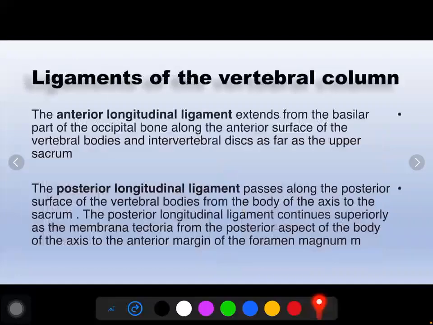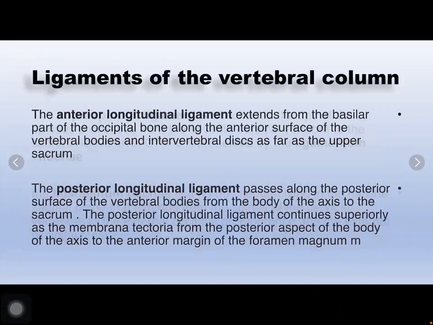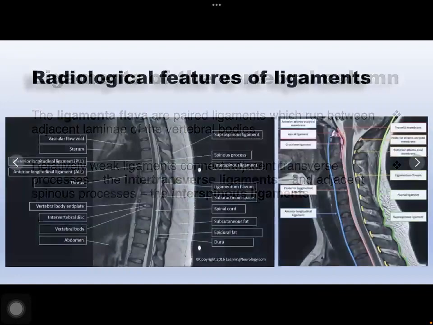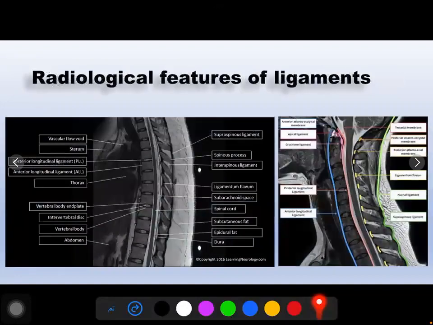Finally, the ligaments of the vertebral column. Radiological features of the ligaments. We have the anterior longitudinal ligament. This is the vertebral body, and this is the anterior border of the vertebral body. So the line joining the anterior border of the vertebral body is called the anterior longitudinal ligament. It extends from the base of the occiput to the sacrum.